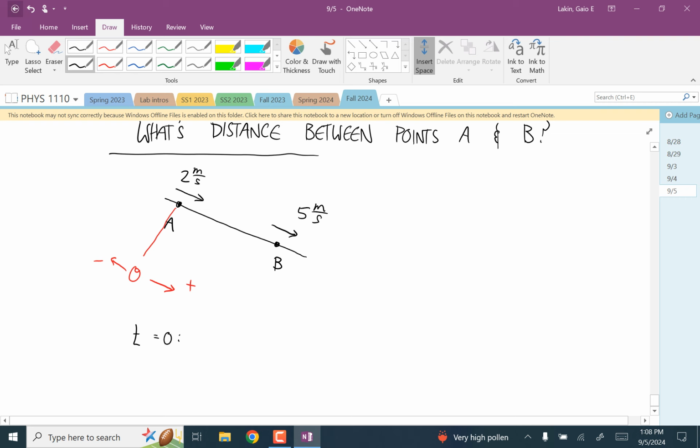Remember, that's based on where we have information and where we're looking for information. Wouldn't it be point A? Yeah, so this is going to be when it passes point A. And then when do we want to click the stopwatch off? B? Yep, passes B.